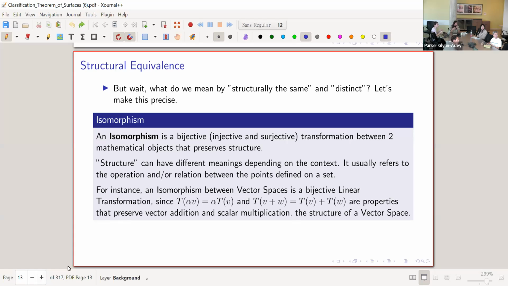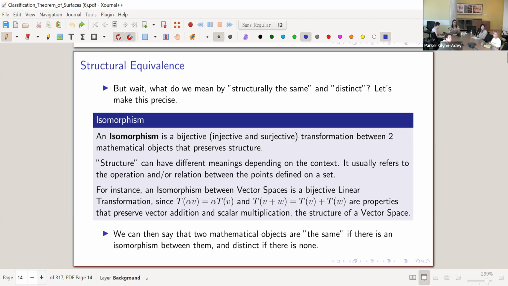So the structure can be different depending on the context. For instance, an isomorphism in linear algebra would just be a bijective linear transformation because linearity is the structure we want to preserve in the context of vector spaces. And then we can say that two mathematical objects are the same if there's an isomorphism between them.